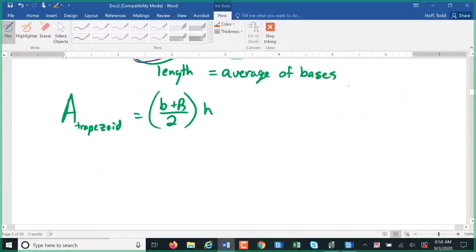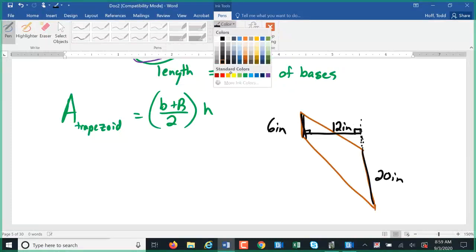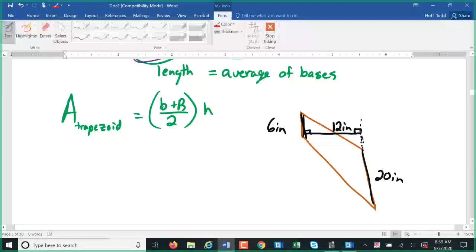So even if we have a stranger trapezoid, like this, these are the bases because these are the sides that are parallel with each other. Let's say I'm going to call this 6 inches here. This down here we're going to call 20 inches. Now I still have to have the distance between the bases. Because they don't quite line up, I can extend this one to find that distance. Let's call this distance here 12 inches.